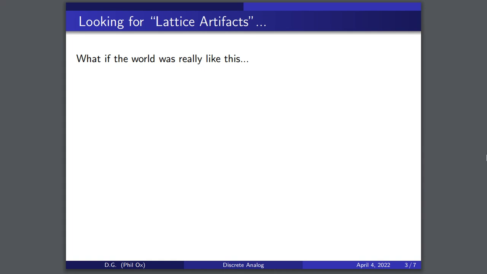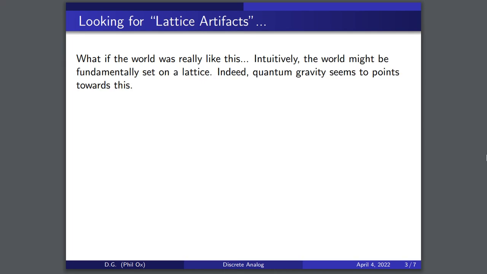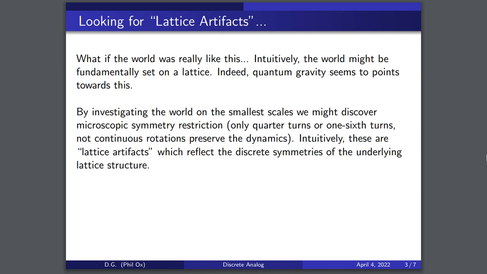So, what would it be like if the world was really like this? Suppose the world really was on a lattice like this. Intuitively, it could be. The world might be fundamentally set on a lattice. Indeed, some considerations from quantum gravity seem to point towards this. By investigating the world on the smallest scales, it might be the case that we discover microscopic symmetry restrictions.